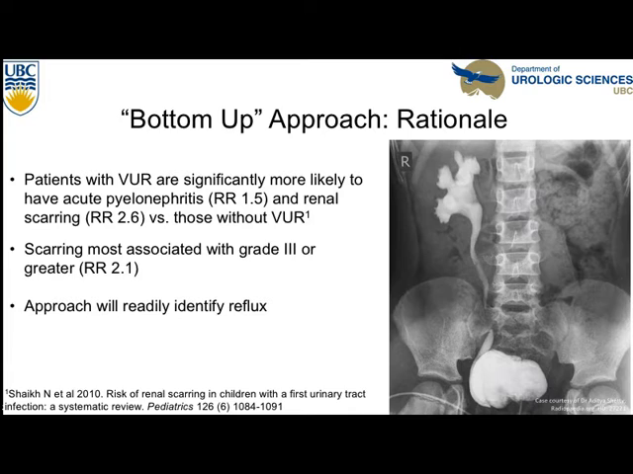So the rationale for the bottom-up approach stems from our understanding, really, that patients with VUR are significantly more likely to have acute pyelonephritis and renal scarring than those without. Scarring was most associated with higher grade of reflux. Considered clinically significant in literature are the ones that are grade 3 or more, also described as dilating reflux. The bottom-up approach will thus readily identify reflux in this setting, and then one can treat appropriately and accordingly in a timely manner.